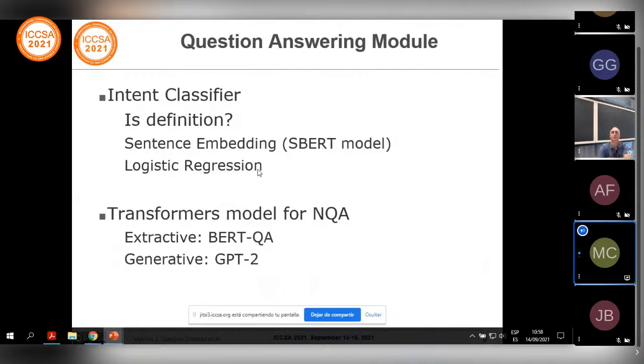Continuing with the question answering models, we have the structured one obtained from the library Hugging Face, which extracts the answer from the context. And the generative model, GPT-2, as its predecessor, GPT-3, has shown great results.